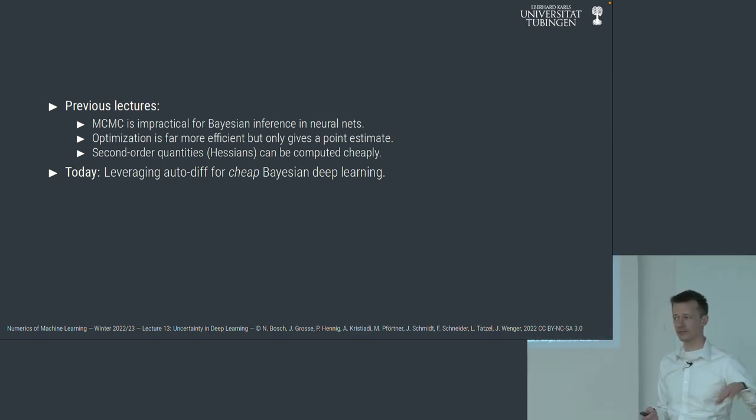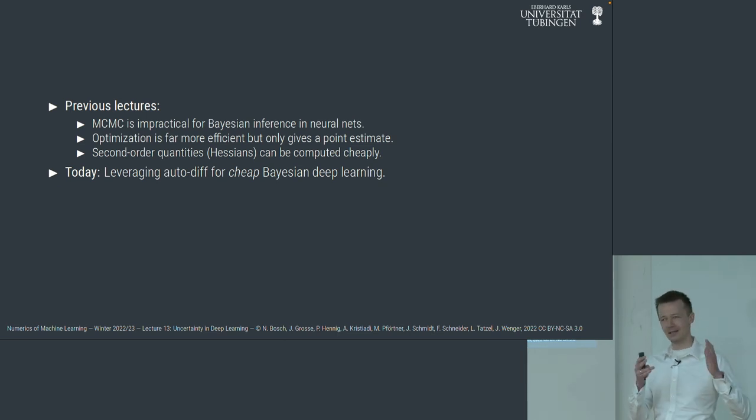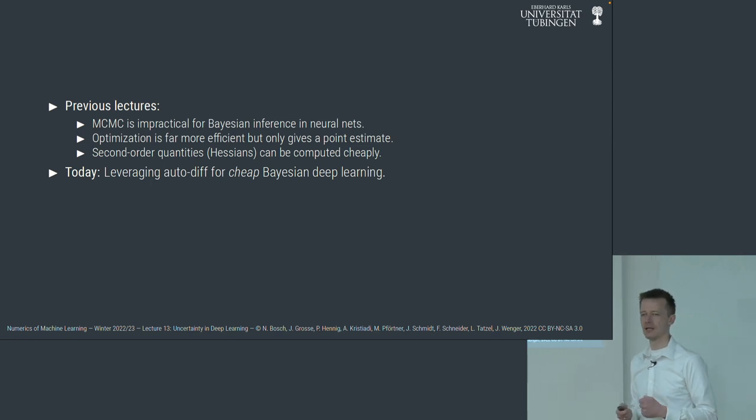Two lectures ago, Frank Schneider told you about how to train deep neural networks. And actually, he kind of told you that it's not so straightforward as it might seem. And then last week, Lukas Tatzel built up an intuition for how to use second-order quantities, curvature estimates, maybe first for optimization in deep learning. And today, we'll see that these second-order quantities, these curvature estimates, can actually do double duty for us, not just for optimization, but for really interesting other functionality as well. In particular, to get uncertainty into deep neural networks.